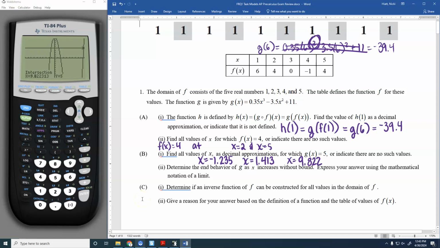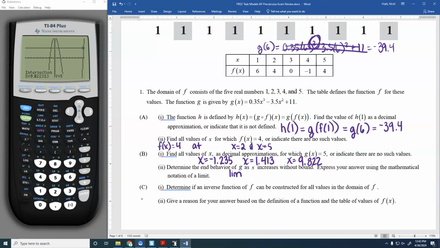All right, part 2 says determine the end behavior of G as x increases without bound. Express your answer using the mathematical notation of a limit. So we need to use limit notation here. It's talking about end behavior. Which side is it asking us about? The right side of the graph or the left side of the graph? It's right, because we're increasing without bound. That's going to be the right side.